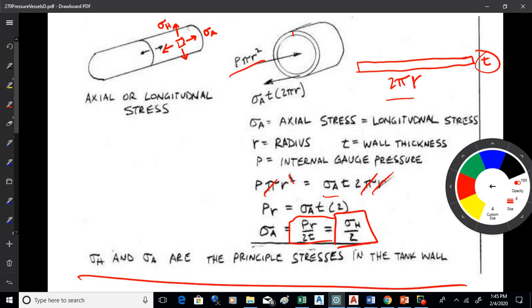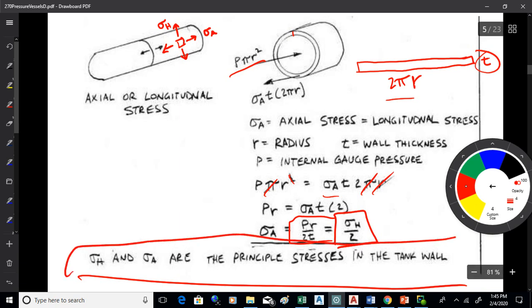Now there's no shears here. It's just like a balloon expanding out. So in the X and Y planes anywhere, there's no shear. So these are the principal stresses. The hoop and the axial are the principal normal stresses in the tank wall, the maximum and minimum normal stresses.